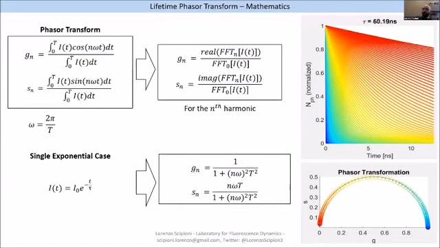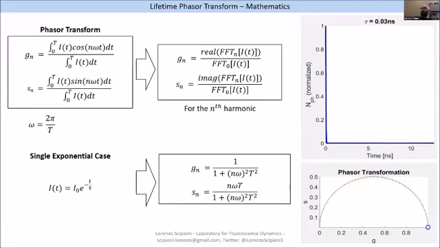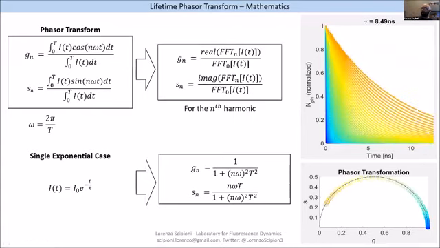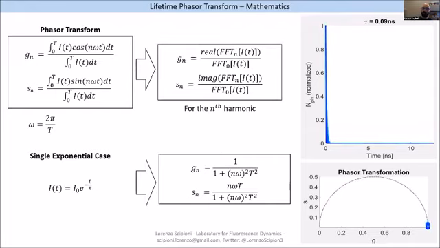Why is this advantageous? Because you have to imagine that you have one of these curves for each pixel of your image, right? Once you transform it, you just have 2 coordinates and you can visually evaluate what is the lifetime in each pixel of it.